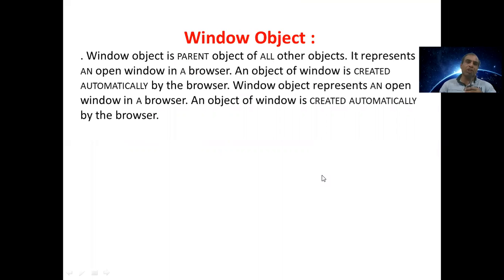The next object is the window object. It is a parent object. I already told you about that. All other objects have the parent object, and these others are child objects: location, navigator, document. So window object is the parent object of all other objects. It represents an open window in a browser. They have methods like window.close, window.open, window.minimize. Some of the objects of window are created automatically by the browser.